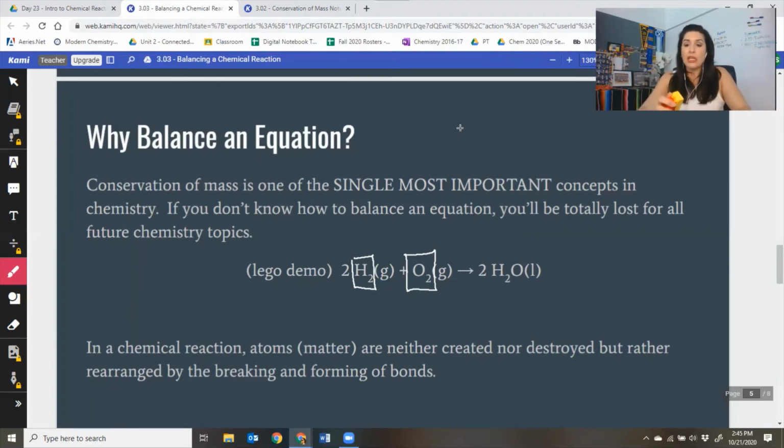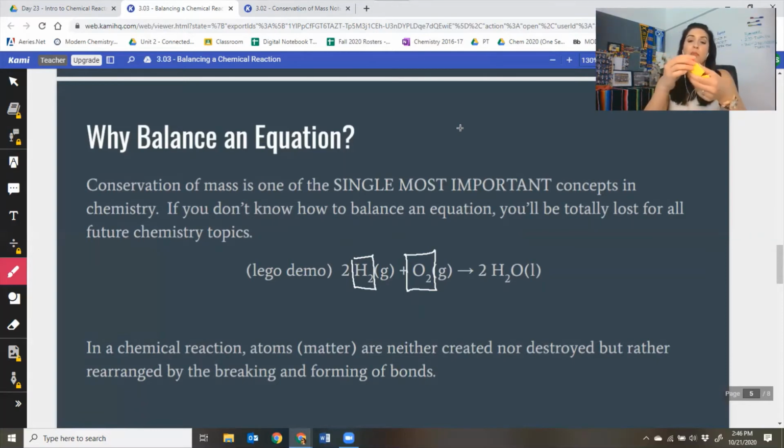Now, if I only had 1 hydrogen gas and 1 oxygen gas, and I tried to do this reaction, well, I would not be able to create 2 water. Let me show you how. Well, I can create 1 water molecule, but I have a leftover oxygen. So I have not created a true model. That's why I need to make sure that I start with 2 hydrogen gases and 1 oxygen gas, so that when I go to make these water, I have exactly the right amount.